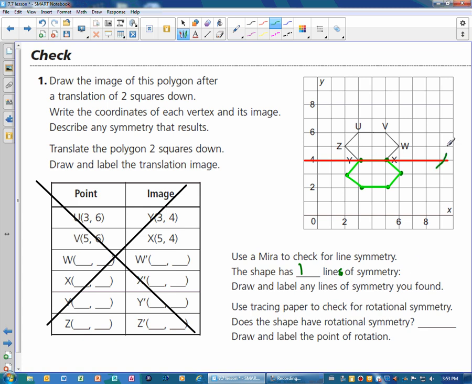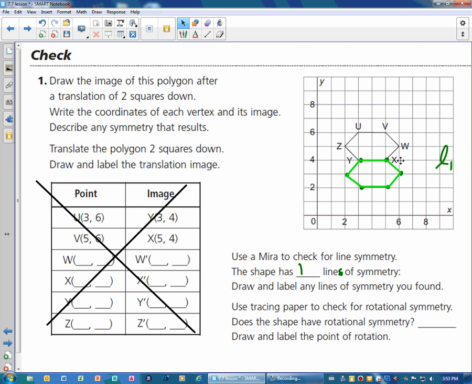I would say this L1 is the only line of symmetry we have. Okay, rotational symmetry. Let's think about that. Remember that I need this to turn and be exactly this shape. And just me looking at it, I think it's got one. I think it's got 180 degrees if I stick a point here. So let me show you that.